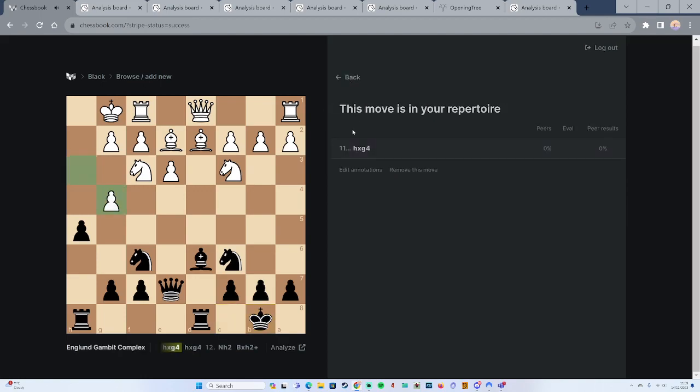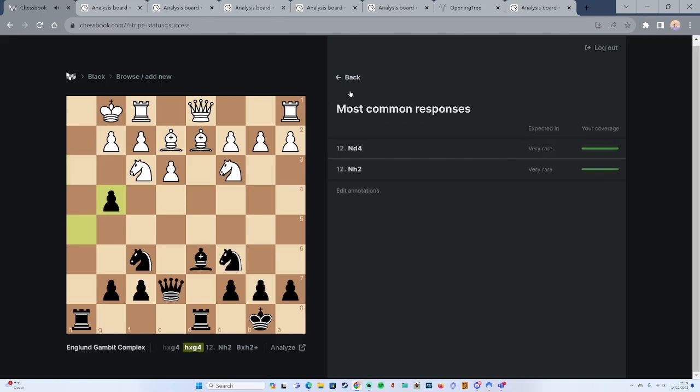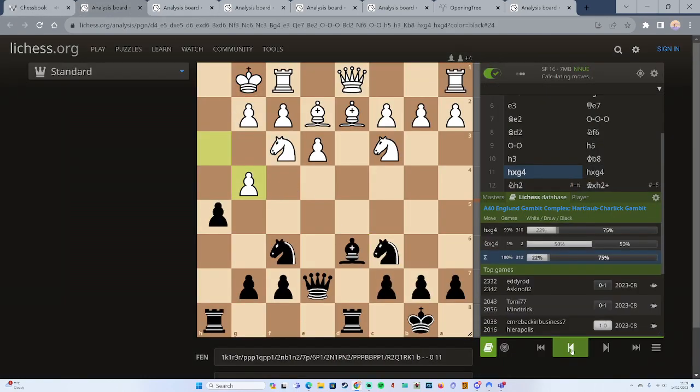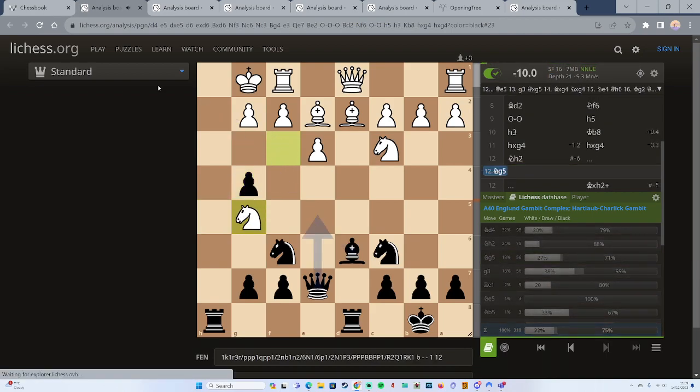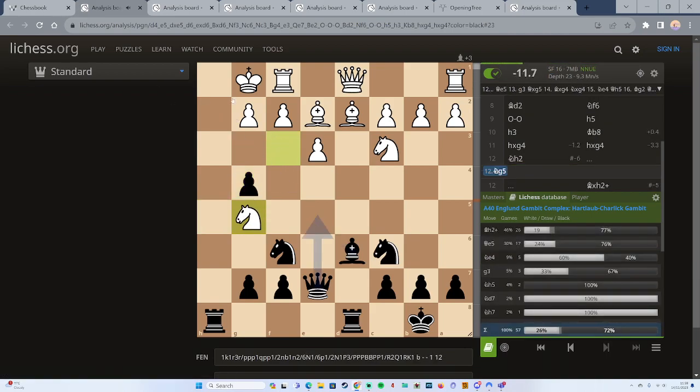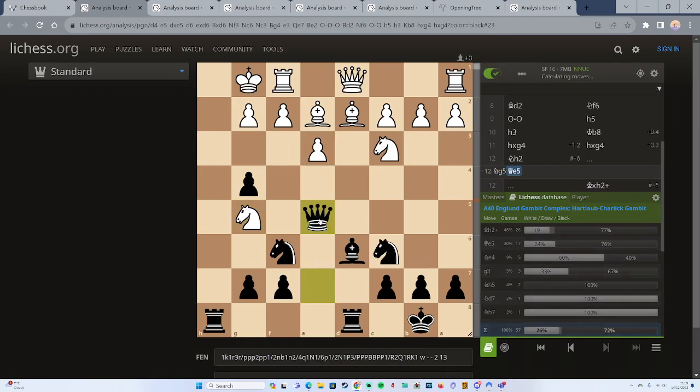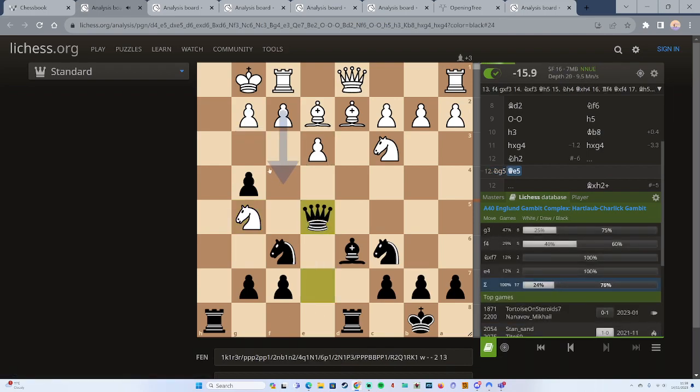Right, we want to go back. So they take, we take, and we've looked at knight to d4, we've looked at knight to h2, and we want to see what alternatives are. d4, h2, g5, g3. These are the 4 we want. So let's have a look at knight to g5. And that is already crushing just with queen to e5.